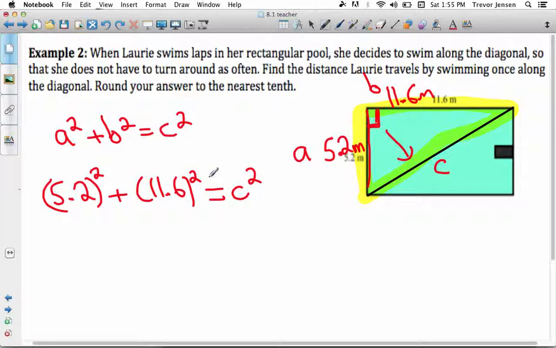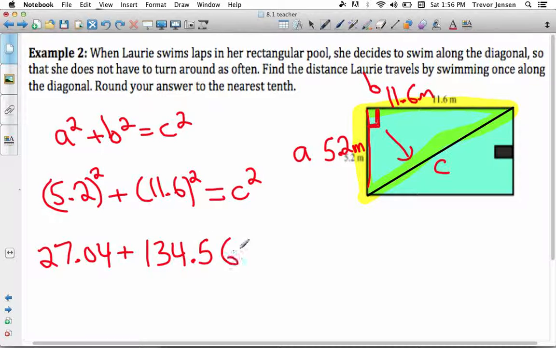Remember, order of operations tells us to do exponents before we do any addition. So let's evaluate. What is 5.2 squared? 5.2 squared gives me 27.04. And remember, don't round yet. Don't round until you get to your final answer. Now I need to add, what's 11.6 squared? Well, 11.6 squared is 134.56. Now I can add these two things together.